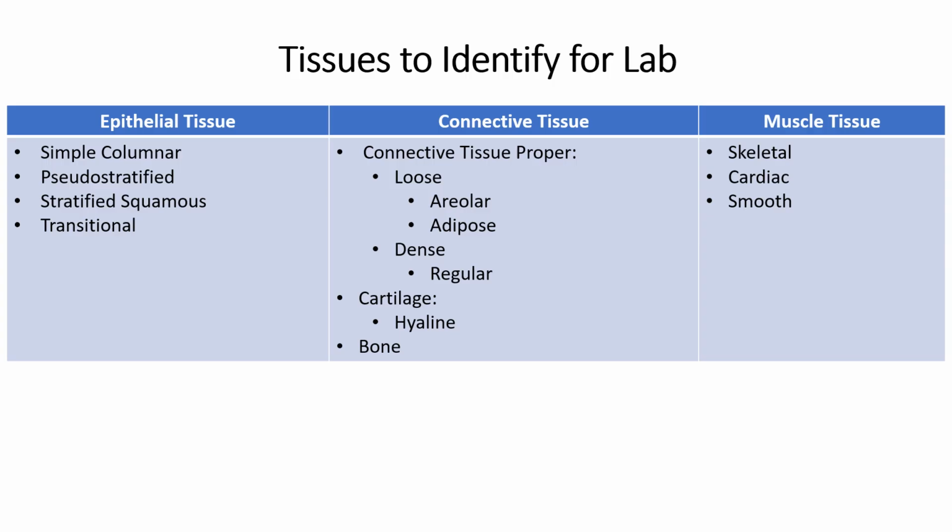So out of all of these different main types of tissues and their subcategories, the tissues that you see listed on this slide are the tissues that you need to be able to identify for lab. So for practical number one, you need to be able to identify the tissue types that you see on this slide, right? And we're going to go through and look at all of these.